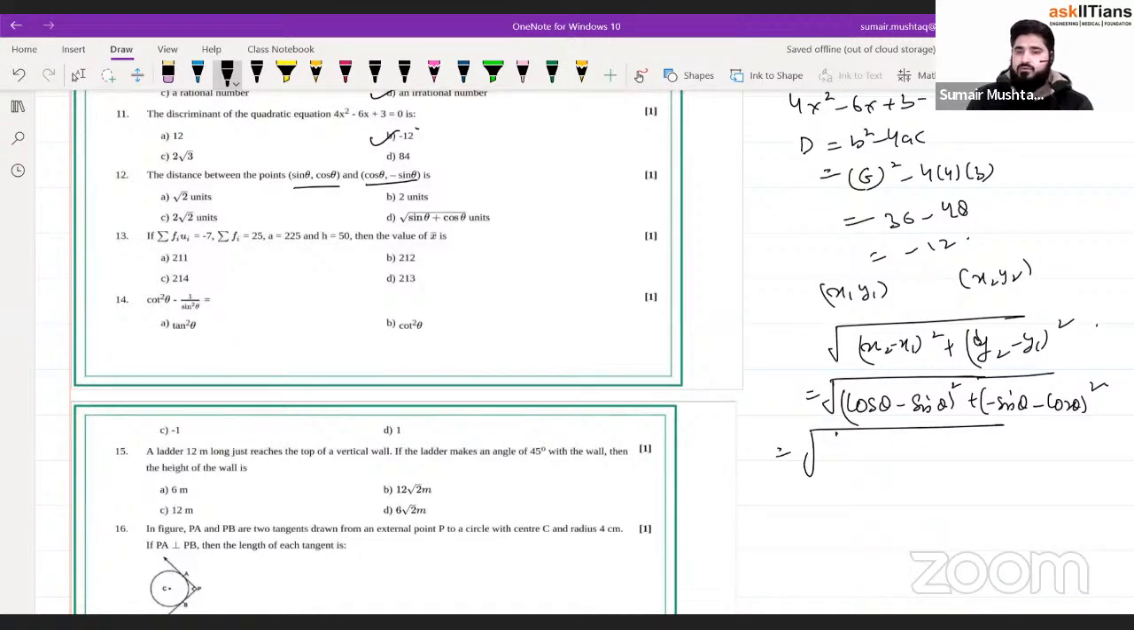This is under root of cos square theta plus sine square theta, that is equal to 1 minus 2 cos theta sine theta. Same is the case here. For plus, this will be sine square theta plus cos square theta. This is equal to, yes, come on, tell me, will it be plus or minus? Both are negative. Tell me in the chat. It will be plus or minus here.